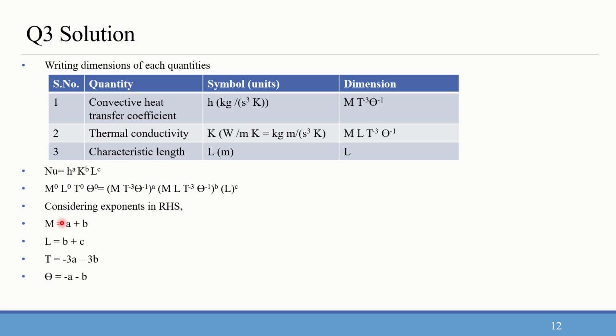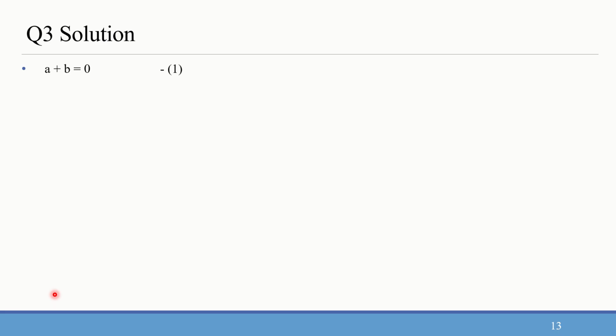So if we look at it, we have three unknowns, a, b, c, and we have four equations. But in these four equations, the equation for m, the equation for t, and the equation for theta are all the same. It basically reduces to a plus b. So we will look at it in the next slide.